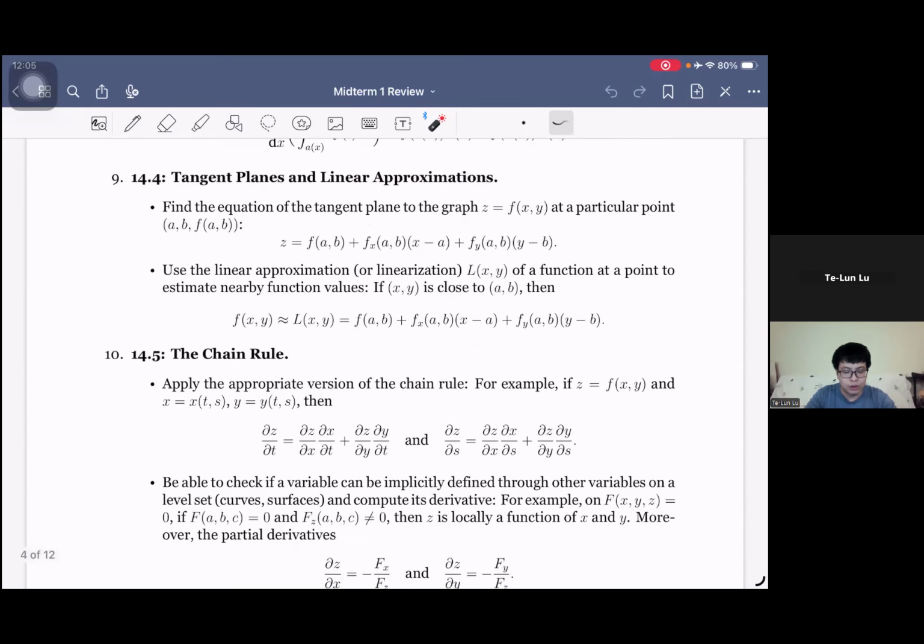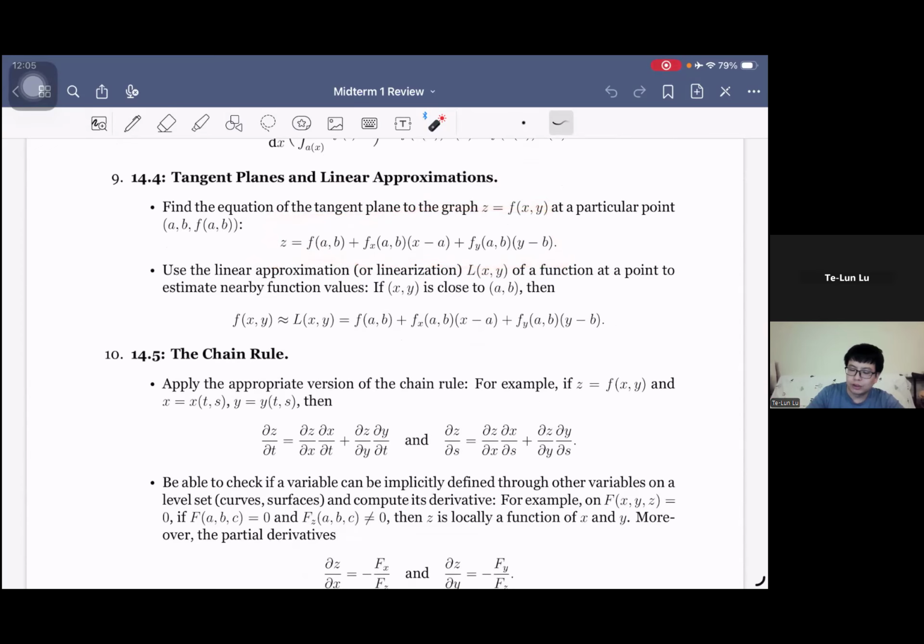So this week, we have introduced 14.4, the tangent planes and linear approximation, which is how we define the differentiability for higher dimensional functions, right? Differentiability simply means that you have a tangent plane. And how is the tangent plane obtained? You can use this formula, right?